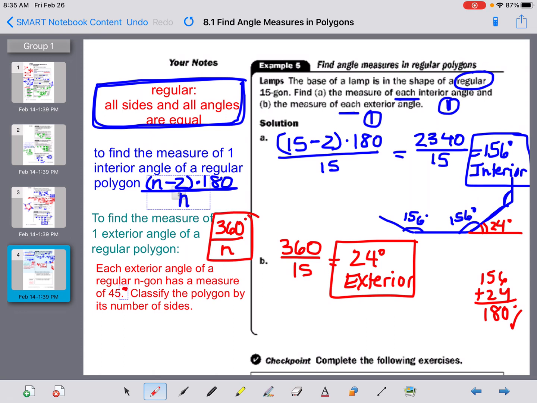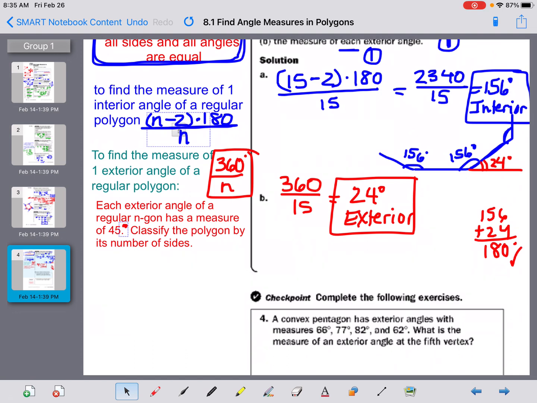Okay, so let's look at this question here in the margin before I move on. It says each exterior angle of a regular n-gon has a measure of 45. Classify the polygon by its number of sides. This looks similar to what we saw earlier when we were figuring out how many sides there are. We're going to do it this time with an exterior angle, though. We'll define one exterior angle on a regular n-gon. I use that formula 360 divided by n.